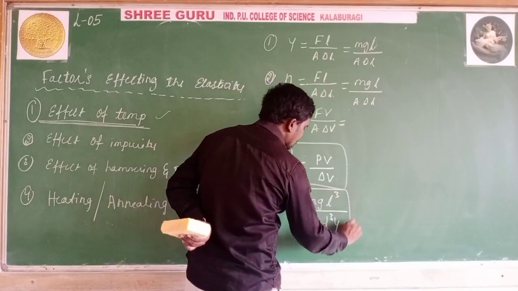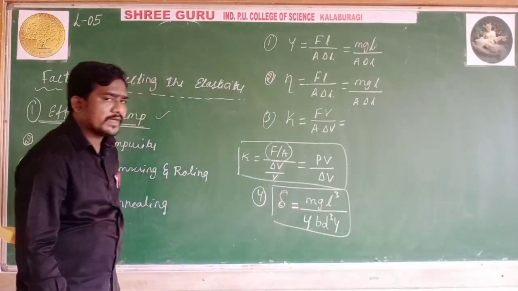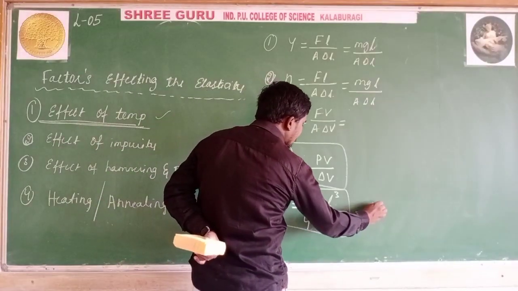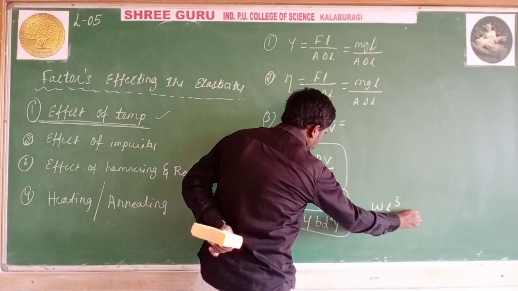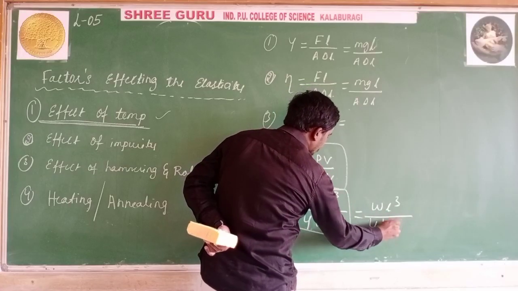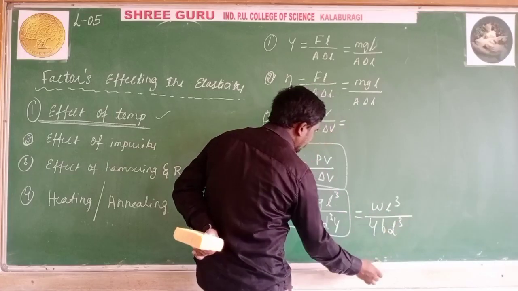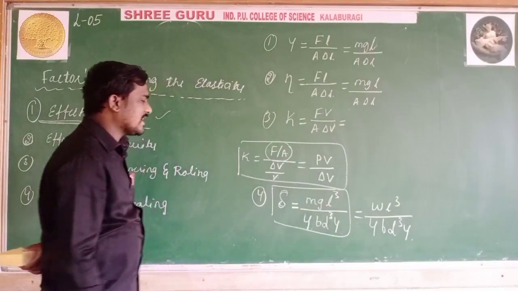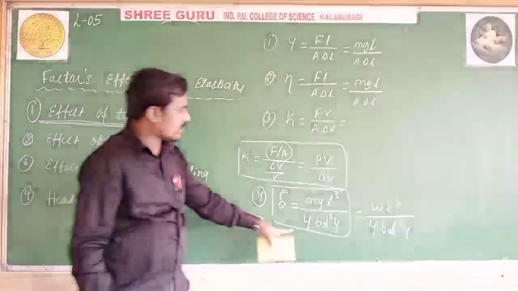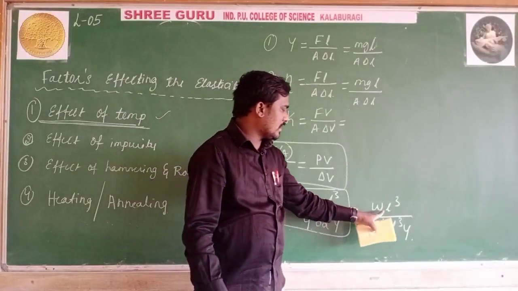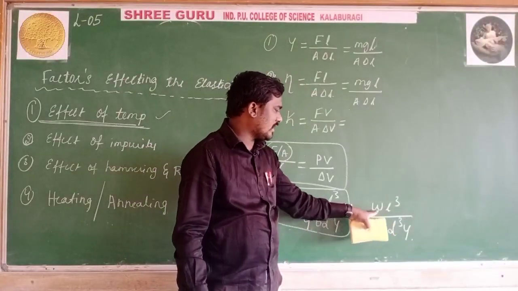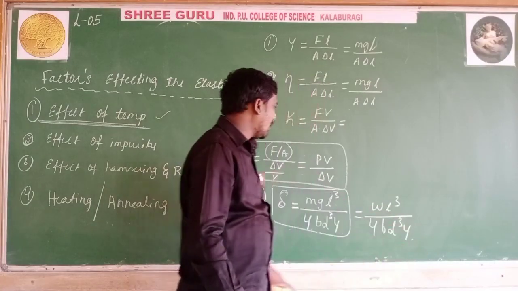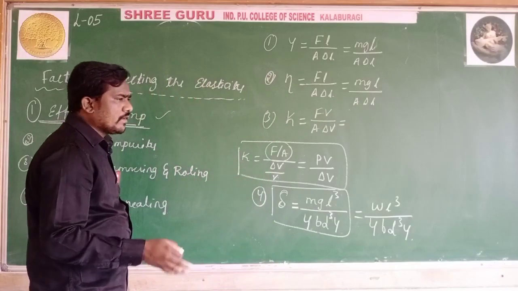Just keep in your mind this formula: how much dip is going to act on a particular bridge and lift, that is mg. We can also write W L cube by 4 times breadth, depth cube and Young's modulus. That is mg L cube by 4 b d cube Y, or we can also write mg in terms of W L cube by 4 times breadth, depth and Y. And these are the important formulas.